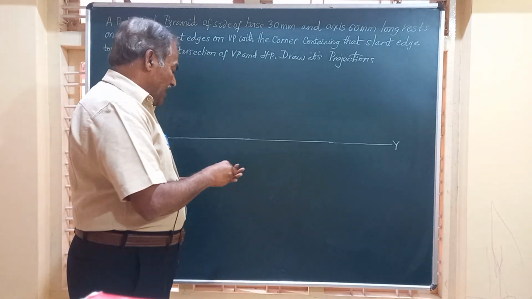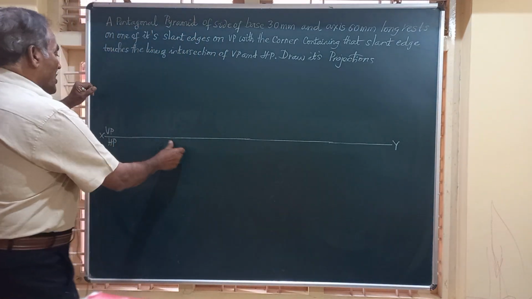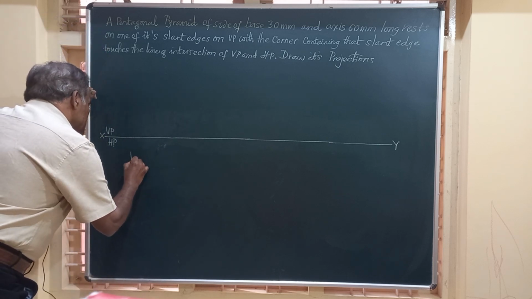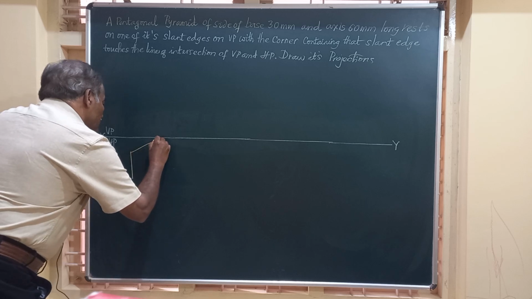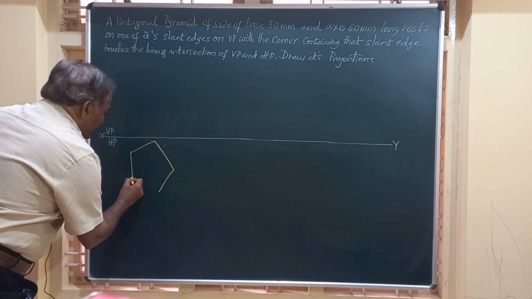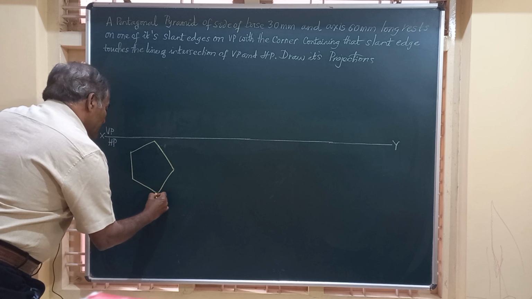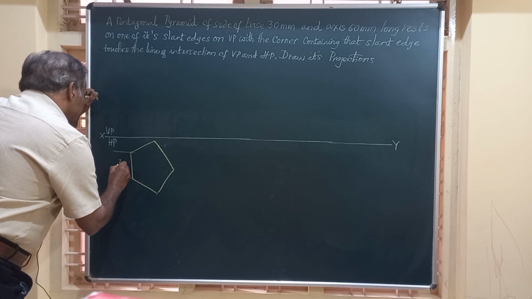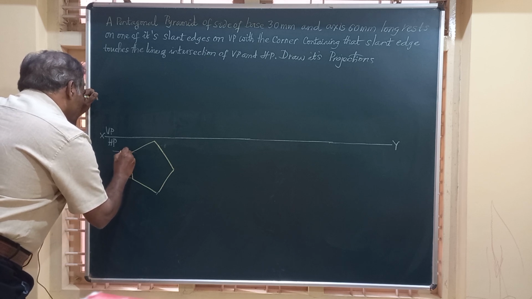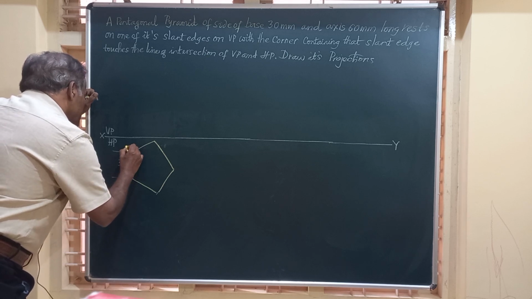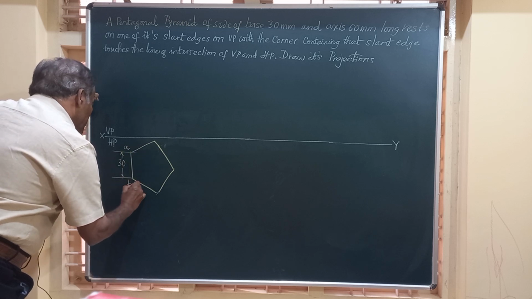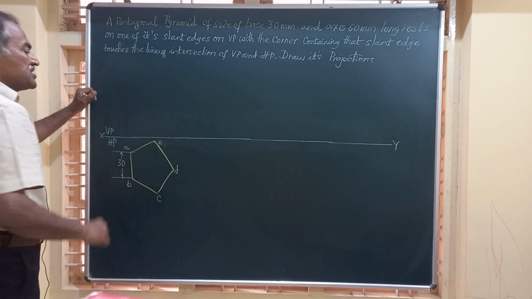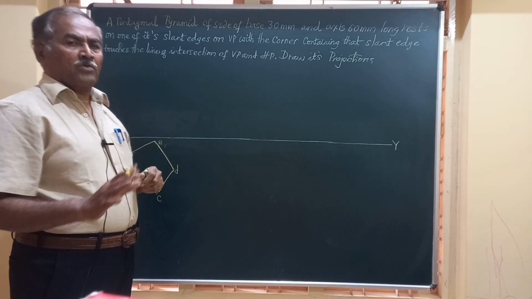So friends, I will draw the top view of the pyramid, that is a regular pentagon of side equal to 30 millimeter. This is how we get this. So we have a regular pentagon of side 30 mm, and we will name these corners as A, B, C, D and E. So this is the base of the pyramid in the top view.